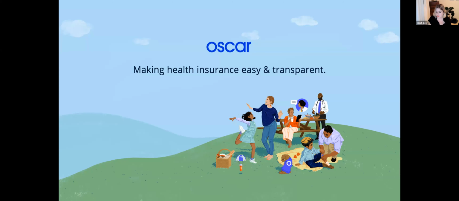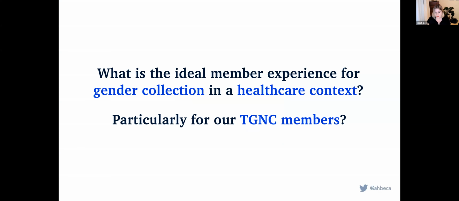Oscar is a health insurance company that was founded to disrupt that history. In a former role as a senior product designer on their growth team, I set out to understand how we could provide the best possible user experience for gender collection, particularly for our transgender non-conforming members. So these are some of those highlights and learnings to share with you today.